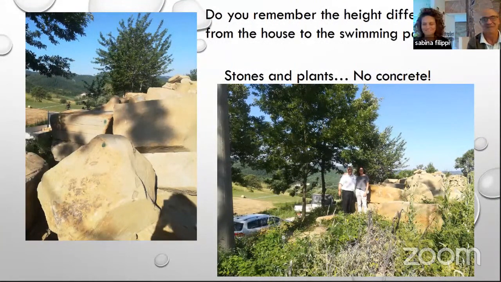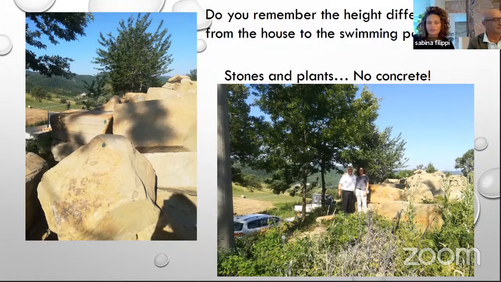Now I give the word to my colleague Elisa, and Elisa speaks about the choice we have made to insert as best as possible the pools and the garden inside the hills landscape. Hi everybody.